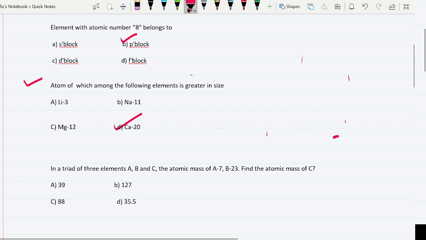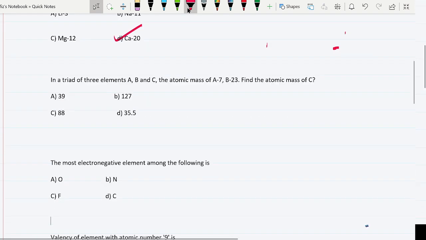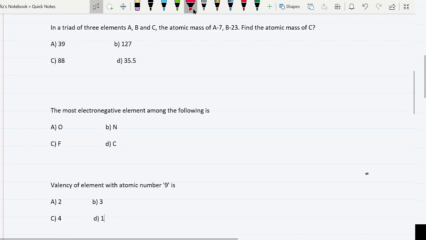Electronic configuration is very important in this chapter. If you don't know it, you will really struggle a lot in this chapter. So anyhow, moving on to the next question here. In a triad of three elements A, B and C, the atomic mass of A is 7 and B is 23. Find the atomic mass of the third element, that is C.